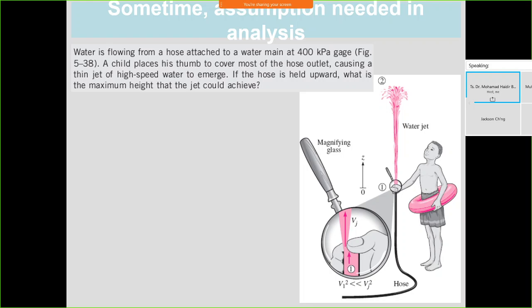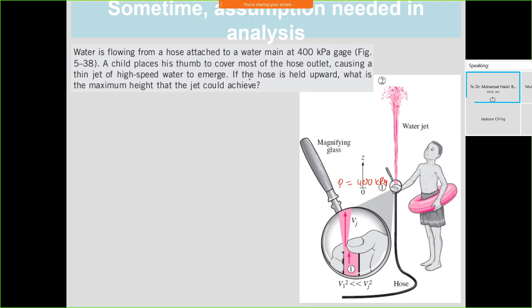Okay, as an example for this analysis, water is flowing from a hose attached to a water main at 400 kilopascal gauge. Okay, the pressure of the water is 400 kilopascal. A child placed his thumb to cover most of the hose outlet, causing a thin jet of water to emerge. If the hose is held upward, what is the maximum H that the jet would achieve?